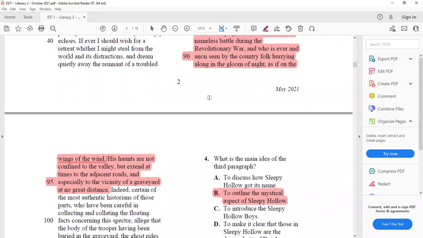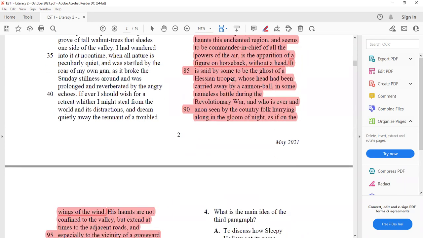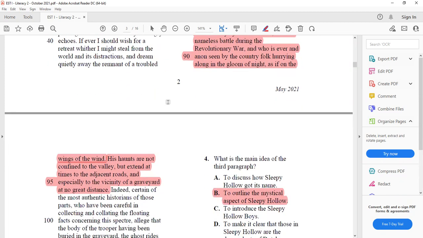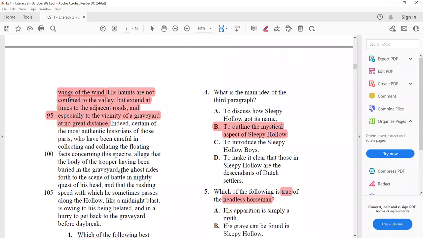He mentioned the Headless Horseman, but he didn't mention something that's true. So also I'm gonna keep it. So now we have two true answers. Pay attention with me, please. The third one from 100, allege till 102. 102 is graveyard. Again, take care of this trick.